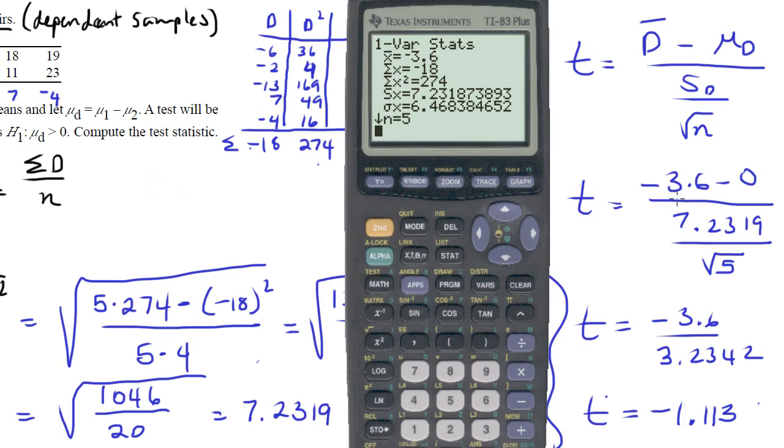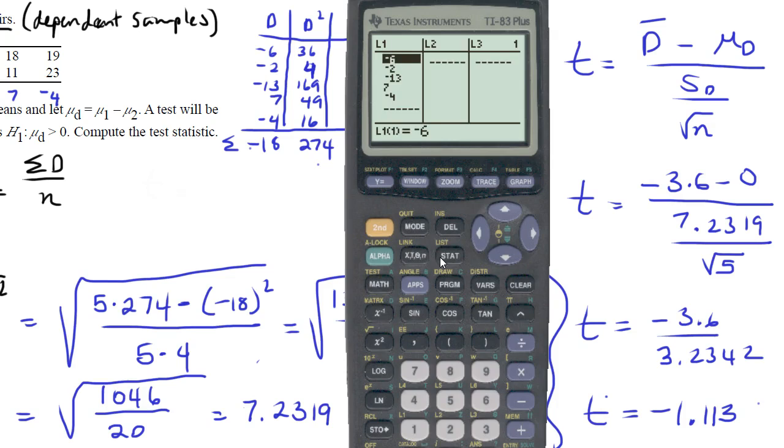It's -3.6. We know the mean of the differences is 0 because that's assumed. Divided by the sample standard deviation of the differences, 7.2319, divided by the square root of n, square root of 5. So we're here already just by inputting the differences into the calculator and running those statistics. We skip all this cumbersome calculation by just entering the differences in here.